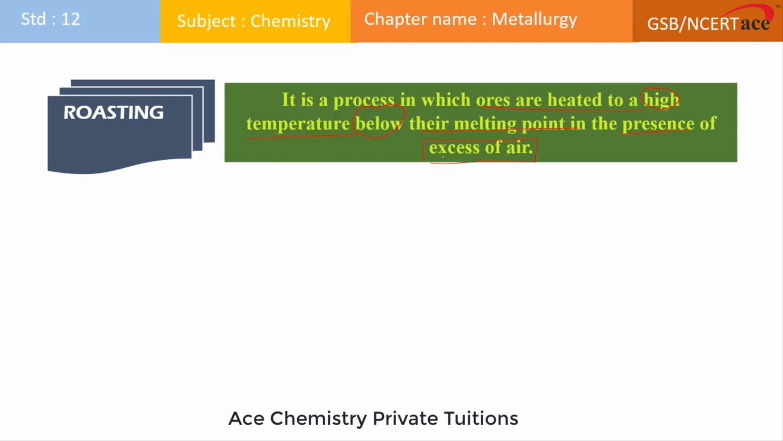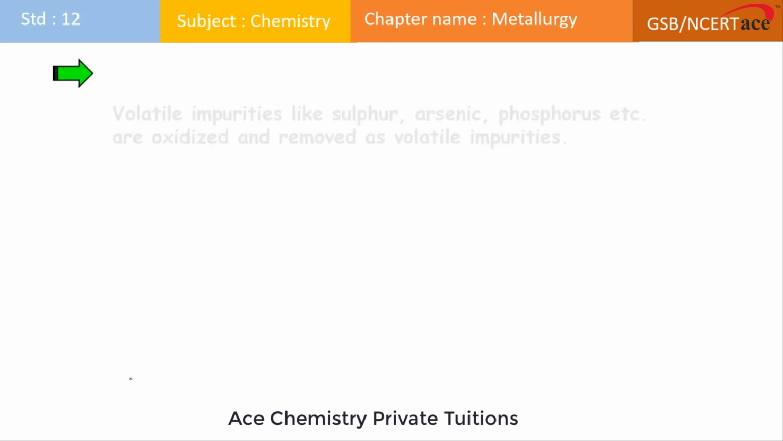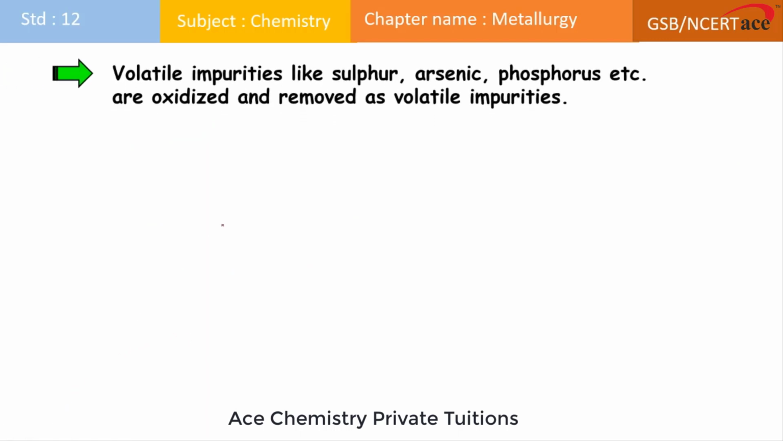Roasting is always carried out in the presence of excess of air. These following changes can occur when roasting is carried out for the concentrated ore. The very first thing: if the ore consists of moisture, this moisture is removed. Along with this, if the metal compound consists of what?